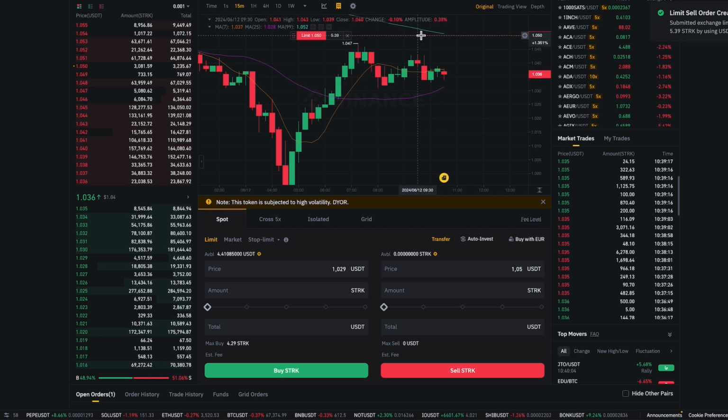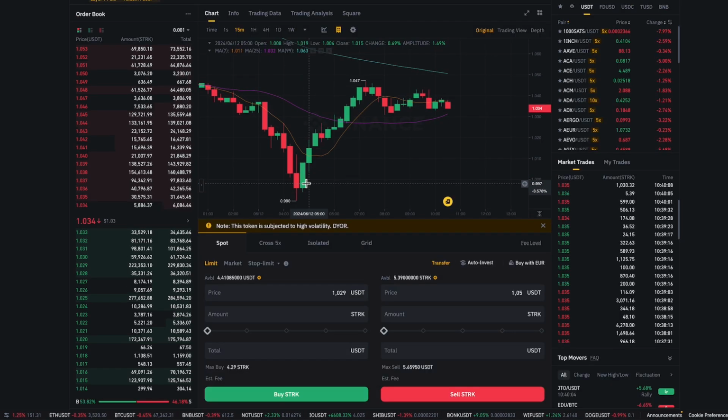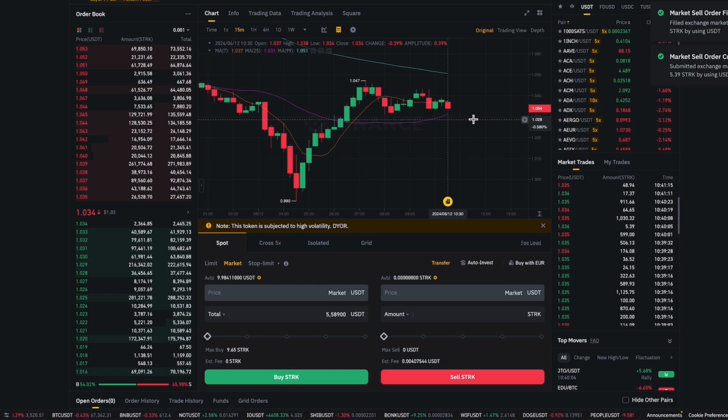So this will be our trigger order to sell if the price makes a reversal move, and the coin will be sold at this price in profit. For example, if you bought a coin here, you are already comfortable to sell it immediately. Now you can choose the market order, choose the amount of tokens, and press sell Starknet by market order.